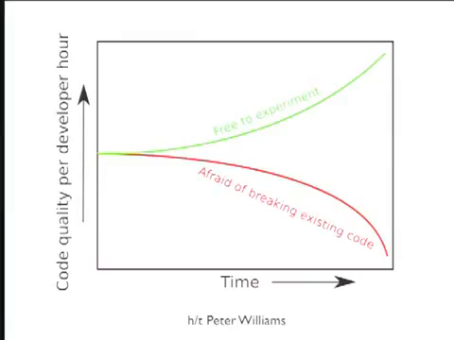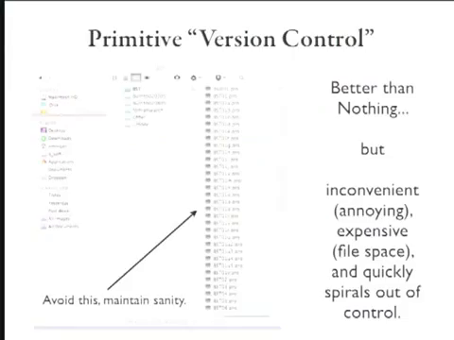Here's a very embarrassing slide of what I used to do for primitive version control. I basically just saved a bunch of different instances of the same code over and over again, just calling it a different letter each time. So this way I maintained the ability to go back to an old version of my code if I wanted to, but it quickly was spiraling out of control as I made lots of different changes.